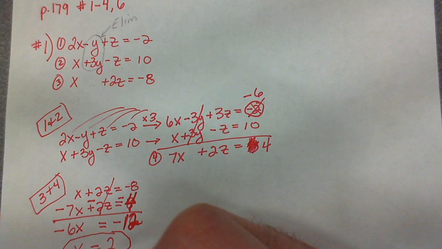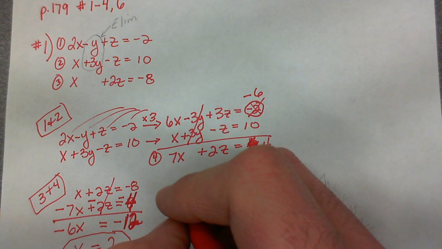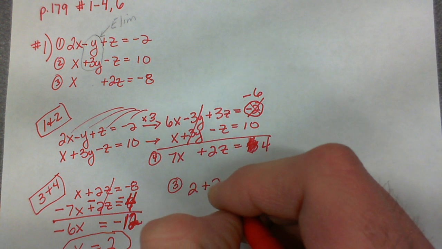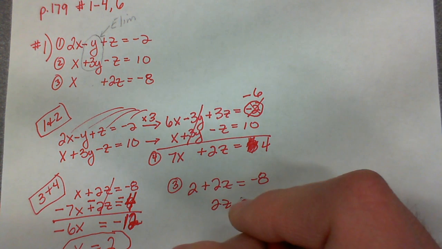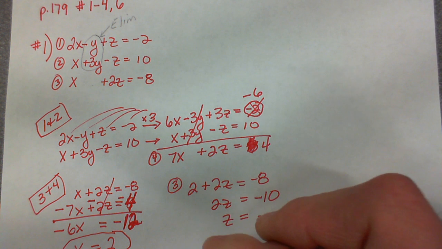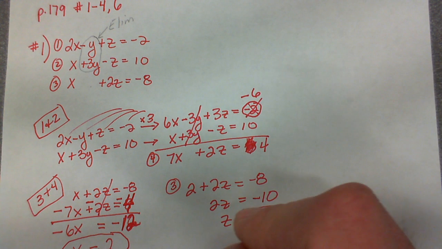Okay? Now, I know x is 2. Now I'm home free, because now I just plug back. I could probably plug into equation 3. So if I plug into equation 3, x is 2. So this is 2 plus 2z equals negative 8. So 2z equals, subtract 2, you get negative 10. So z equals negative 5. So now I know what z is.